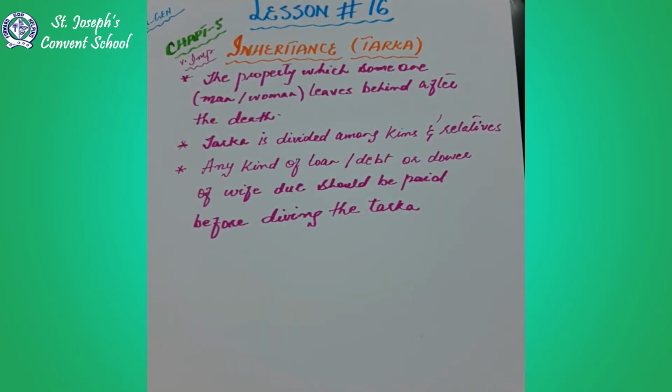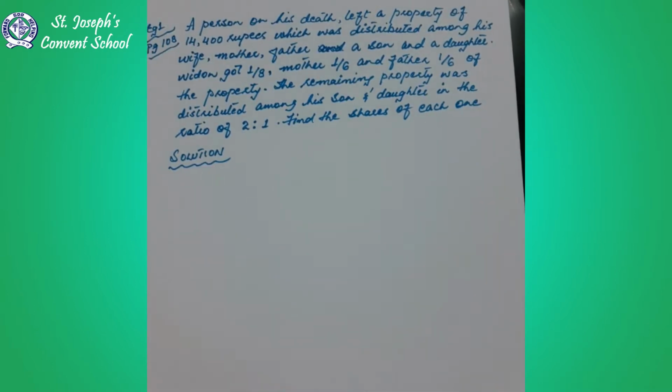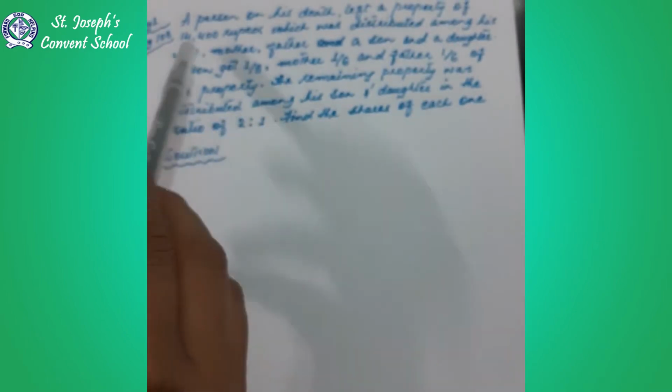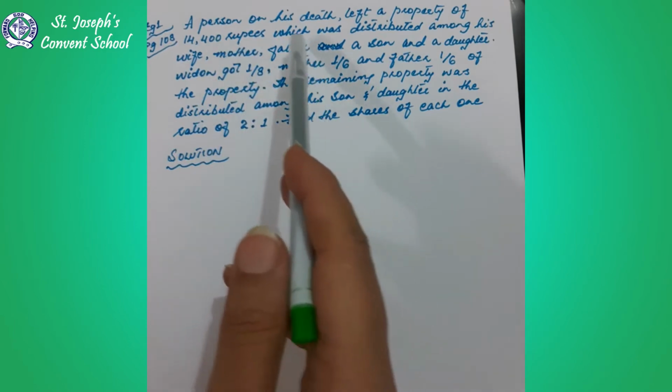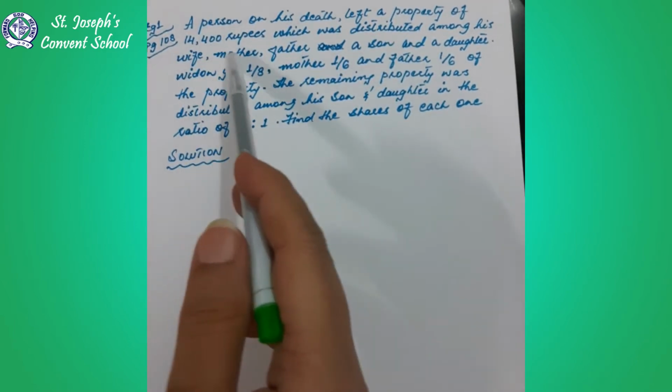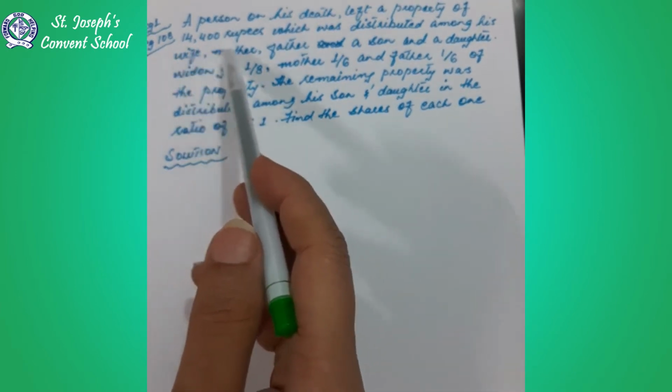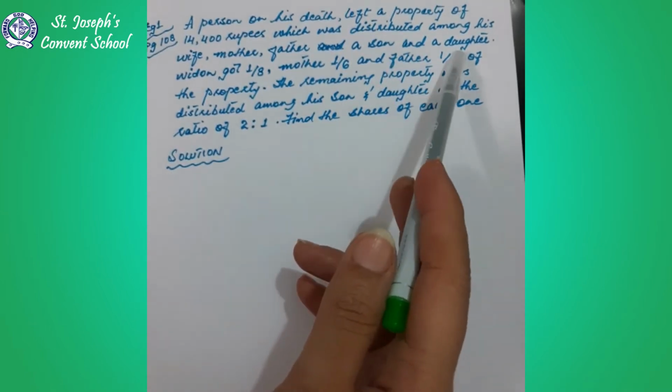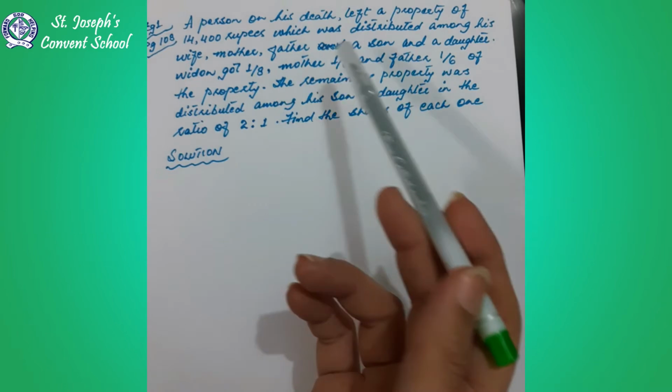Now I have taken the example from your book. Example number 1, it is in your book. Now the question is given. Let me read the question, then we will solve it. A person on his death left a property of 14,400 rupees. Now this is the total amount. Total tarka is 14,400 rupees. Now which was distributed among his wife, mother and father. So divide it among wife, father, mother, a son and a daughter. All these are the kins or relatives you have to divide among.